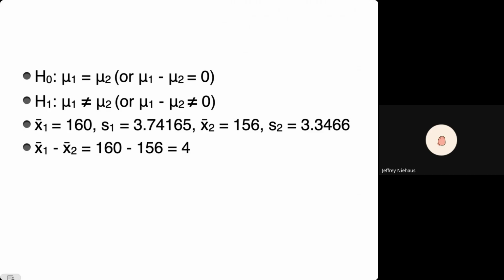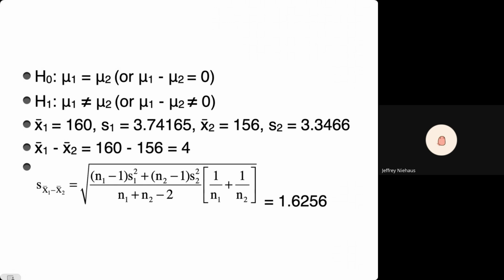Therefore, the statistic for analysis is x bar sub 1 minus x bar sub 2. It's a difference of 4. We are interested in knowing whether a difference of 4 is statistically significantly different from 0. In order to do that, we'll need the standard error. Again, that's what the formula looks like. I won't solve it here on the slide, but if you put all those numbers in correctly and solved it, you would get a standard error of 1.6256.